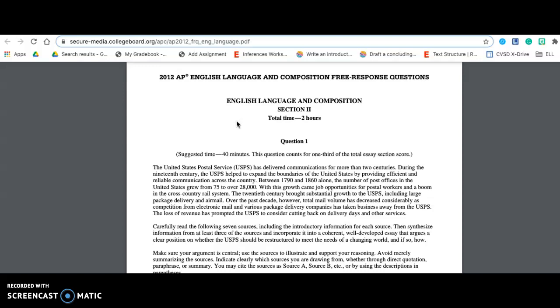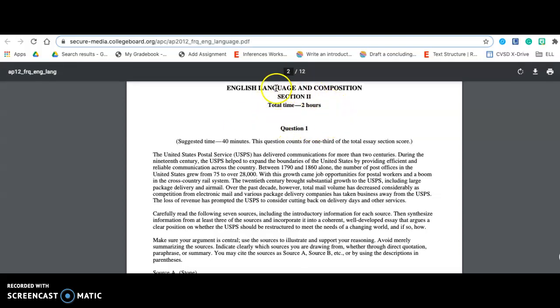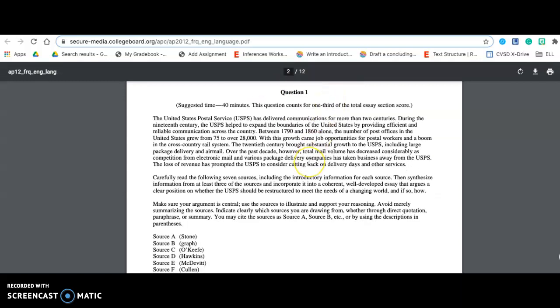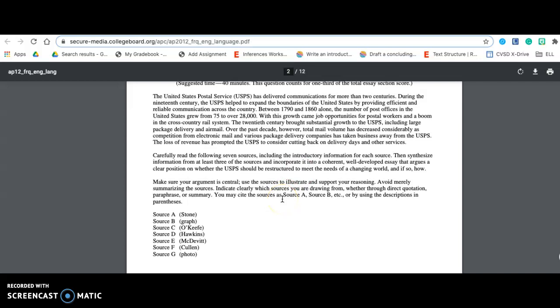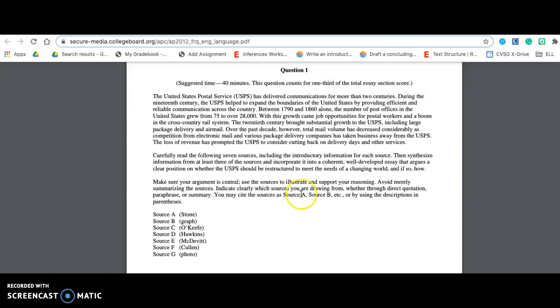So this is what it will look like on the test. It'll show you that you're given 2 hours for this section and here's your question. The United States Postal Service has delivered communications for more than 2 centuries. During the 19th century, the USPS helped to expand the boundaries of the United States by providing efficient and reliable communication across the country. Between 1790 and 1860 alone, the number of post offices in the United States grew from 75 to over 28,000. With this growth came job opportunities for postal workers and a boom in the cross-country rail system. The 20th century brought substantial growth to the USPS, including large package delivery and airmail.